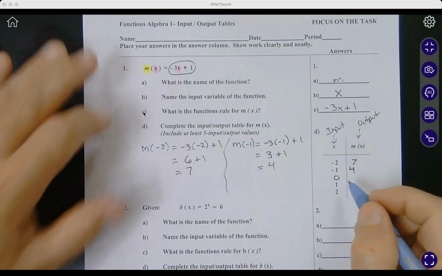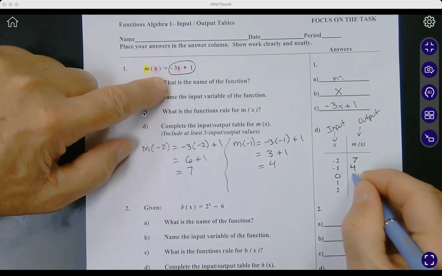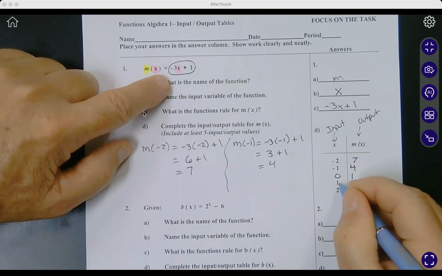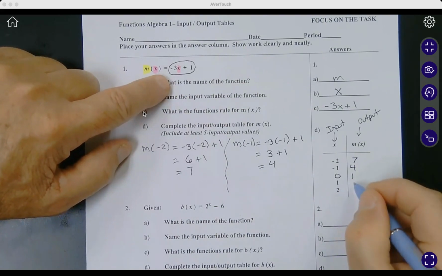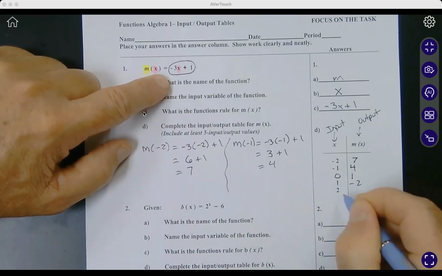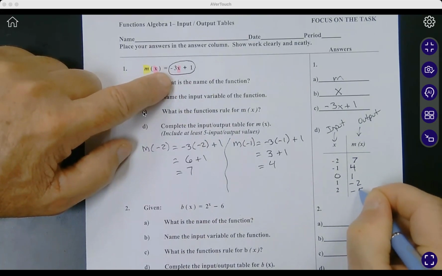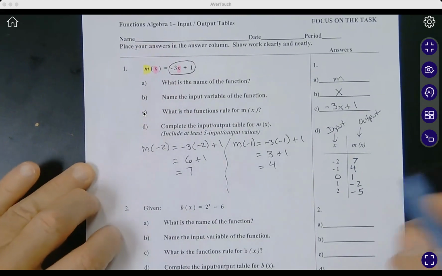And I'm going to do them verbally. -3 times 0 is 0, plus 1 is 1. -3 times 1 is -3, plus 1 is -2. -3 times 2 is -6, plus 1 is -5. Okay, so that completes the input-output.